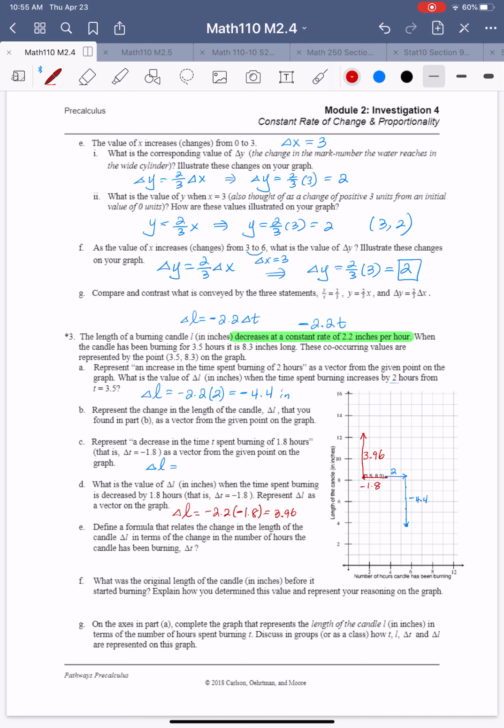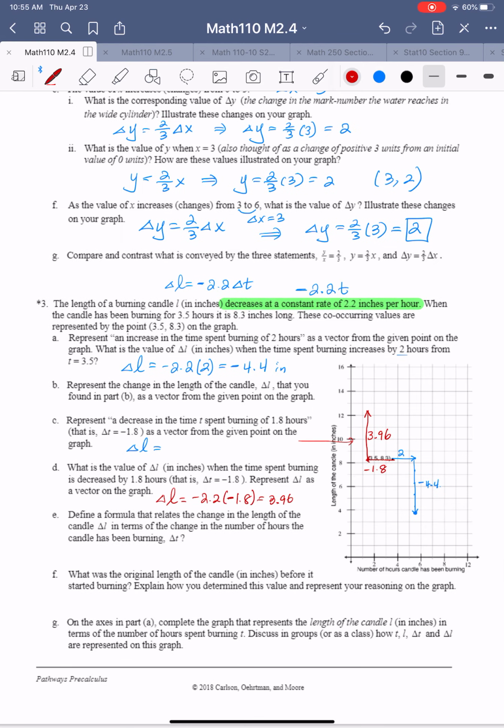So now define the formula. So part D I was actually representing as right here. And then E, define the formula that relates the change in length of the candle, delta L, in terms of the change in the number of hours. I already made the formula though, right? So delta L is always negative 2.2 times delta T. So what was the original length of the candle before it started burning? So if you want to get to the original size, actually you can start from anywhere. So you can start from this point or you can start from this point, okay? But let me use the point that we had put right here.